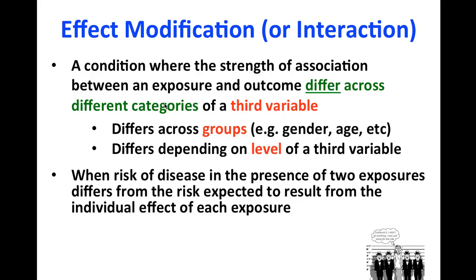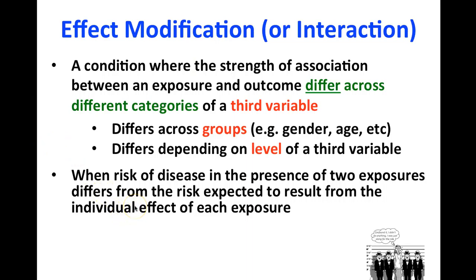It just means that, say you have gender as the third variable, the association between exposure and disease will differ between men and women. It'll differ between the two groups of the third variable, or age, young versus old age. We may only see an association for males between exposure and disease, or only for those who are younger, or it can differ depending on the level of a third variable. And we're going to tell you what that means in a second.